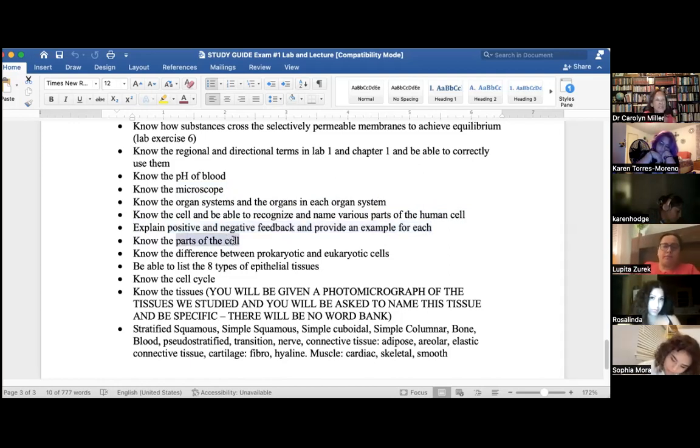Know the parts of the cell. So here there could probably be a diagram either here or on lecture, and I'll say, what is this organelle, this organelle, this organelle? Know the difference between prokaryotic and eukaryotic. That will be the lab you'll do tomorrow.